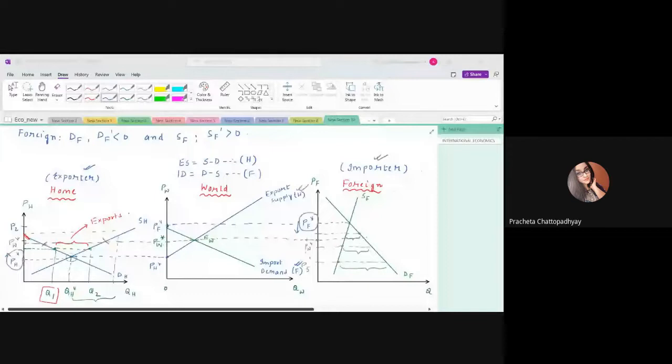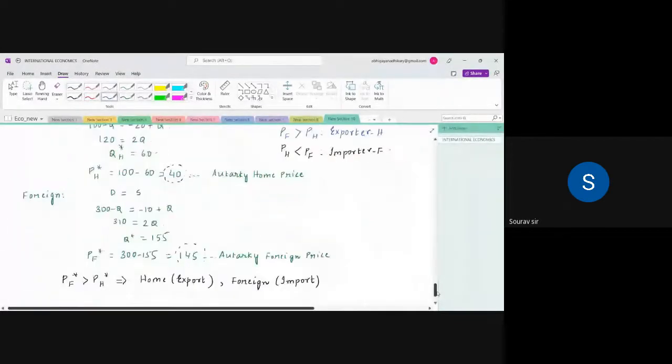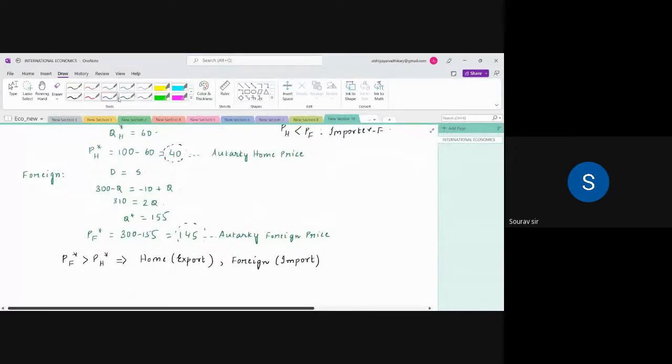Yes, sir. Okay, so let us get back to the question that we are looking at. From the home, we are going to get the excess export supply curve, which is the supply minus the demand. Can you quickly tell me, Pracheta, what is the supply curve for the home? It was P equals minus 20 plus Q. So this will be minus 20 plus Q. And what is the demand curve? It was P equals 100 minus Q. 100 minus Q.